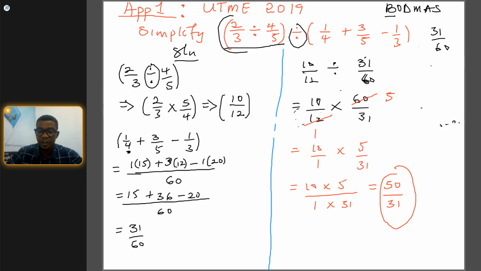Yes, what type of fraction is 50/31? Is it a proper fraction or improper fraction or a mixed number? I'm waiting. Waiting for your response. Improper fraction. A great response, Patricia. It is an improper fraction.